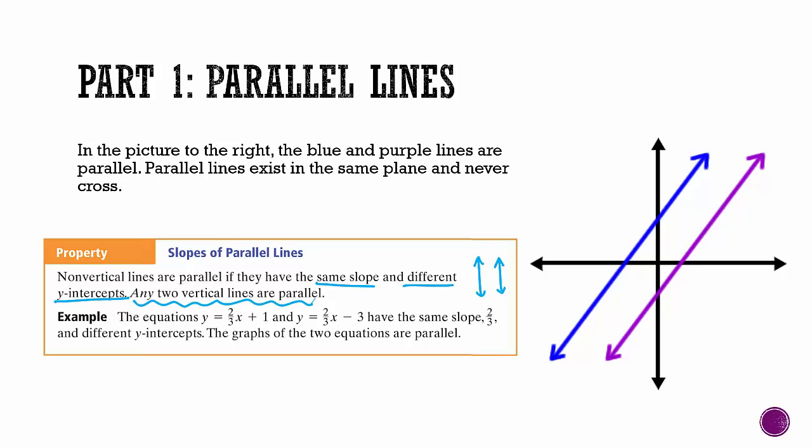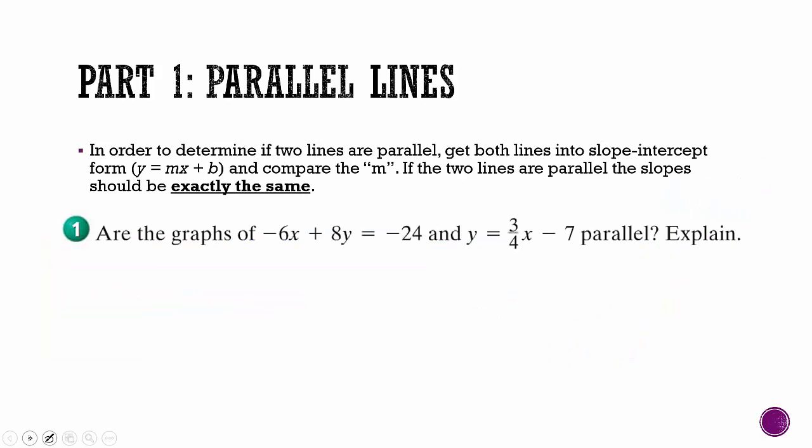So the equations y equals 2/3 x plus 1 and y equals 2/3 x minus 3 have the same slope. Both of them are 2/3, and the y-intercepts are different. One's 1 and one's -3. So that would tell us that the graphs of those two equations are parallel. In order to determine if two lines are parallel, we need to get both lines into slope-intercept form, which remember looks like y equals mx plus b, and then compare the m's. If the two lines are parallel, the slope should be exactly the same.